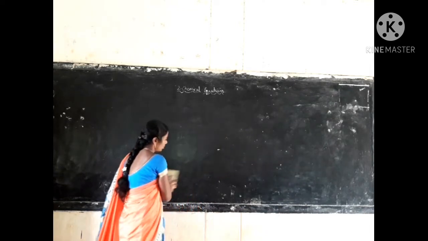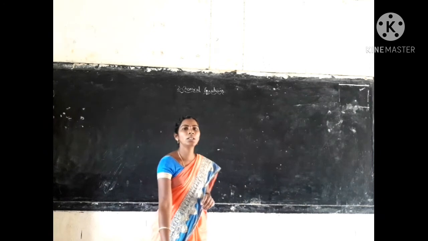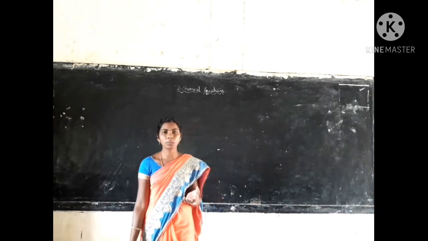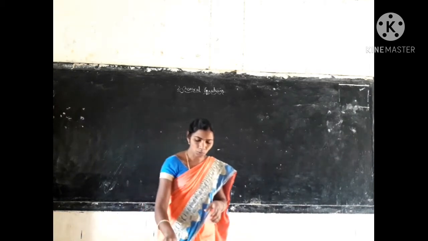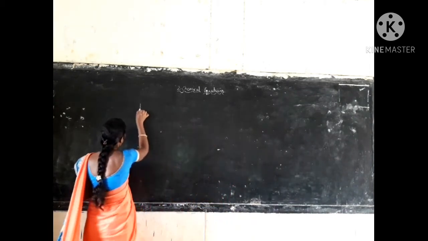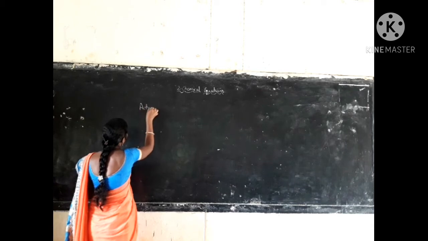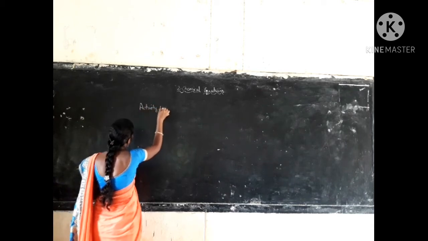In your 10th class textbook, some chemical equation activities are given. So let us do those activities practically and see. They have given 3 activities. So in the first activity, let us see what they have taken.